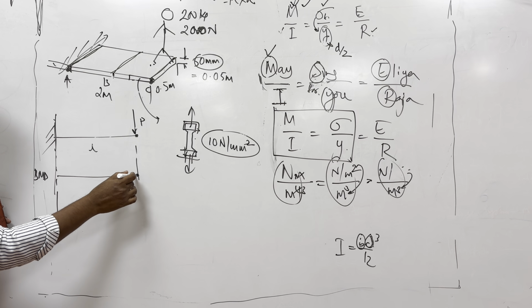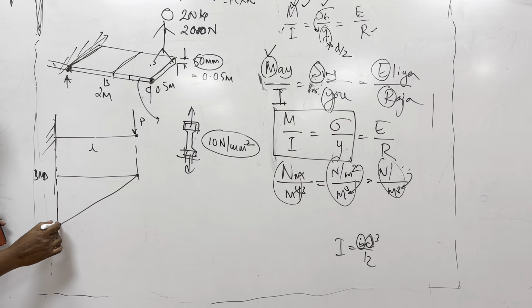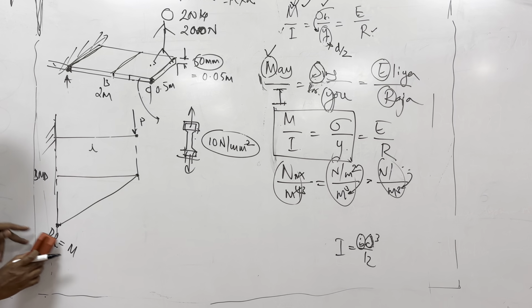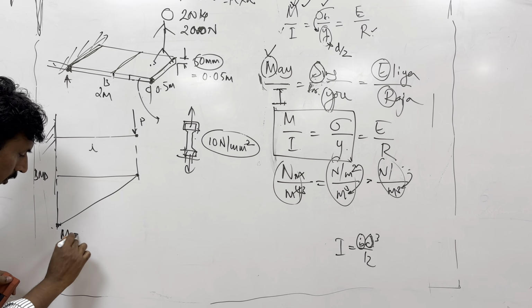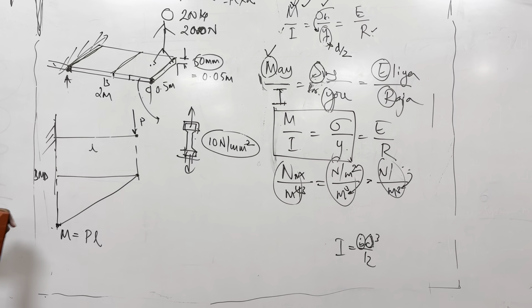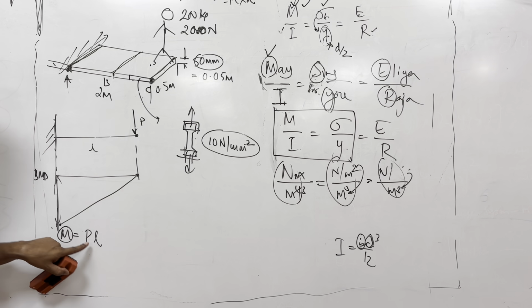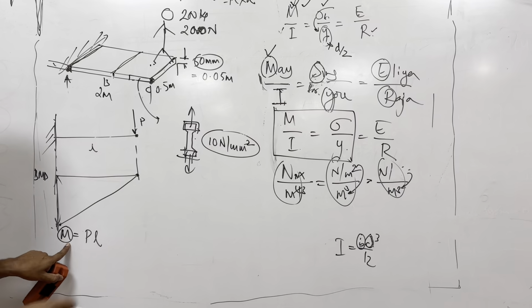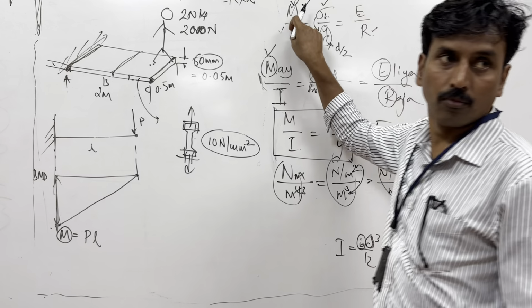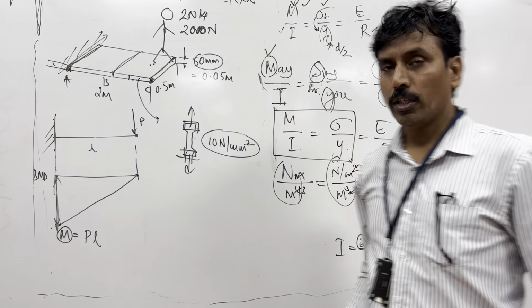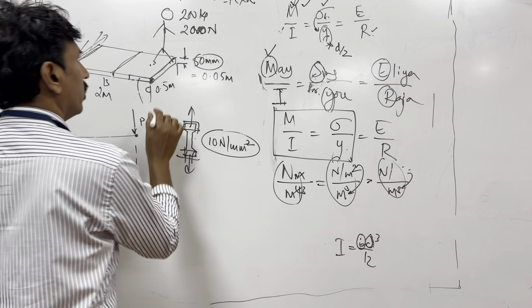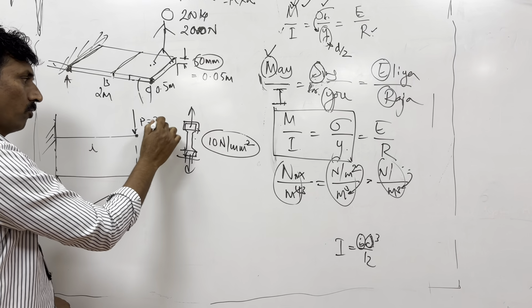So it will definitely be a linear relationship like this, and you will have the maximum bending moment, which is equal to P into L. So M max is PL in this case. That means this value is the maximum bending moment induced in this beam, which I need to substitute in this equation here.